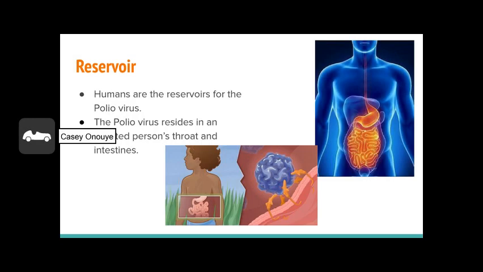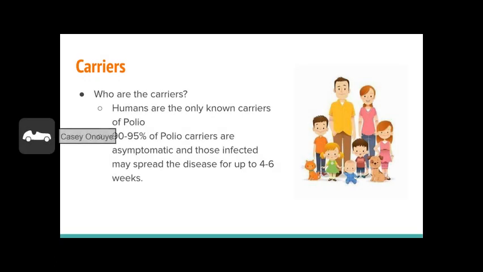So humans are the reservoirs for the poliovirus, and the virus actually resides in an infected person's throat and intestines. Humans are the only known carriers of polio, and actually 90 to 95% of polio carriers are asymptomatic, and those infected may spread the disease for up to 4 to 6 weeks.